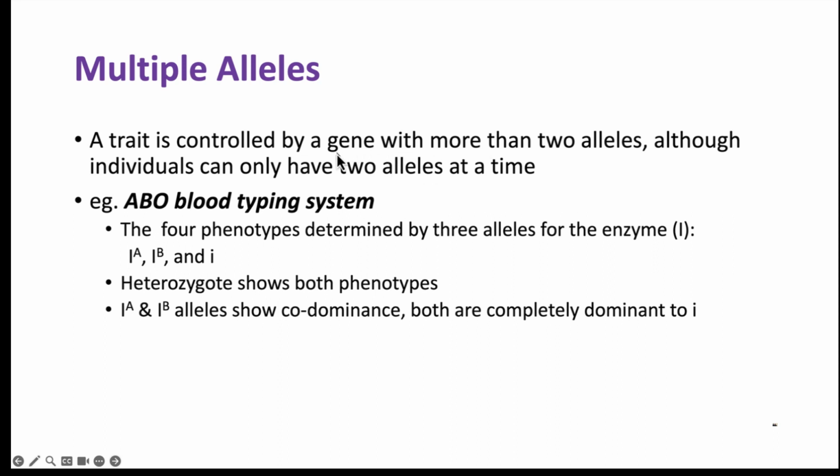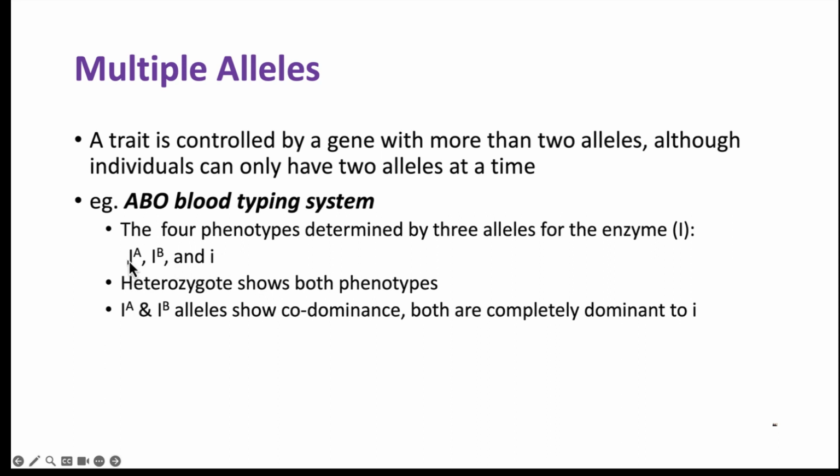Any individual can only have 2 alleles, but there are multiple alleles. So there are 4 different phenotypes which are determined by 3 alleles. Okay, and it's an allele for a particular enzyme. And we express that with the letter I, capital letter I or lowercase i.